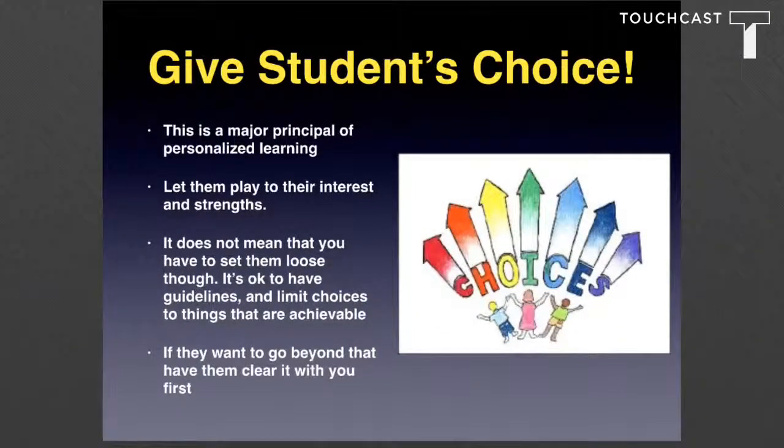The first thing is you give students choice. And this is a major principle of personalized learning, letting students choose. And it lets them play to their interests and strengths. It does not have to mean, though, that you let them just lose. It's okay to have guidelines and limit choices to things that are actually achievable in the time frame that you want. And if you want to go beyond that, have them clear whatever choice they make with you. So for instance, if you have a project and you give them the option to do something on their own, let them clear that with you first.